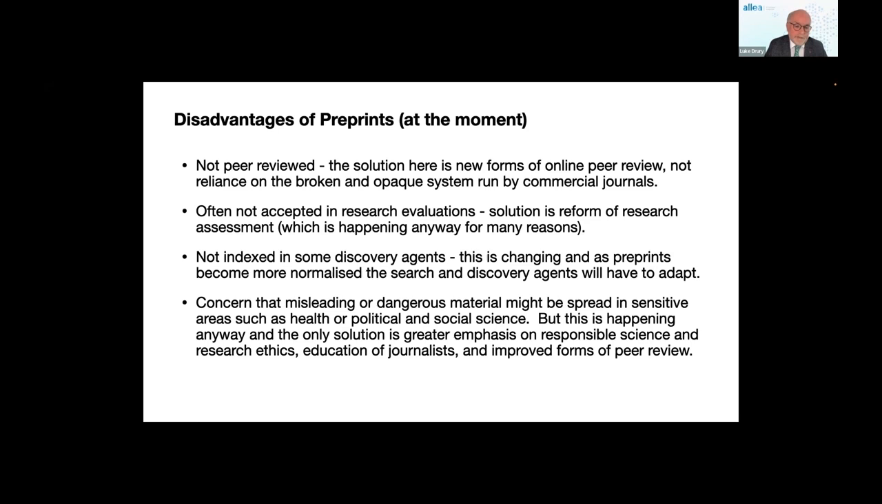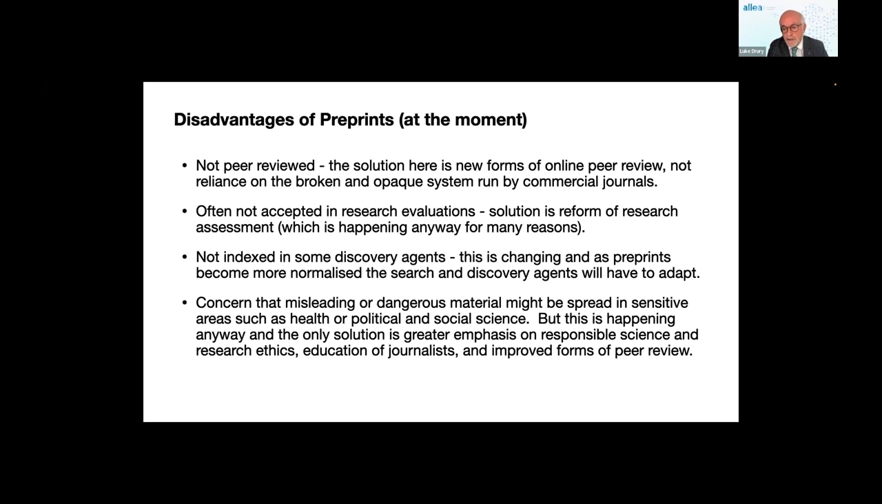And there is, of course, a valid concern that misleading or dangerous material might be spread in sensitive areas. And obviously, the obvious one is health, but equally political and social science. One can have very dangerous material, which could be seriously misleading or have very undesirable social consequences. However, I have to say this is happening anyway. I mean, the journals do not have a very good record here.